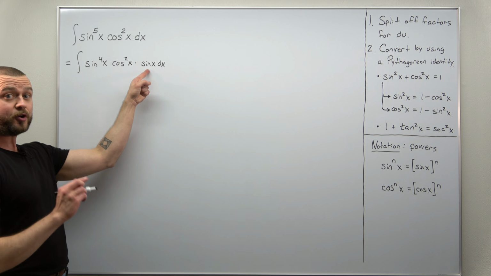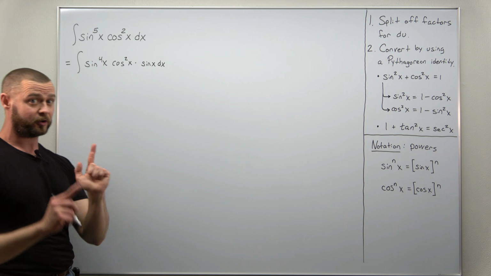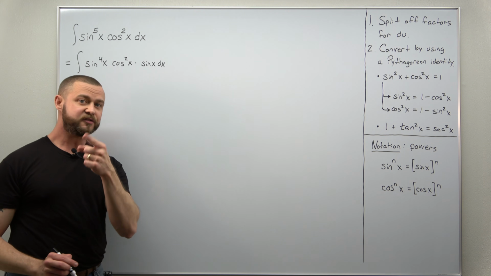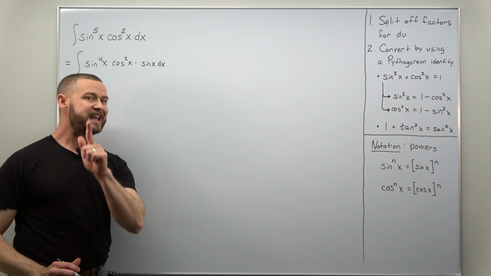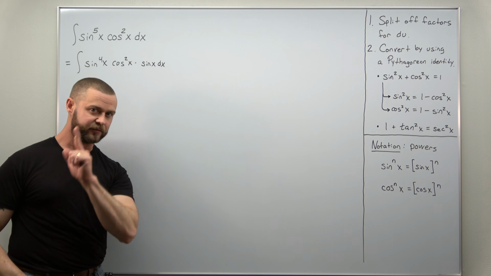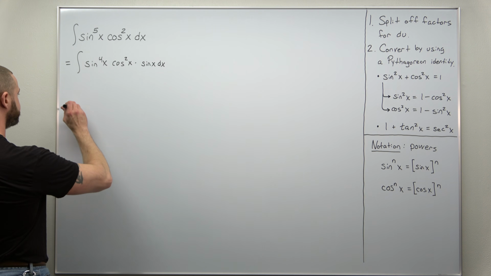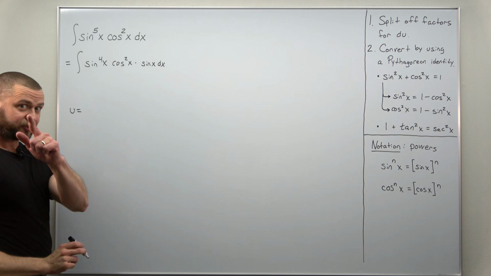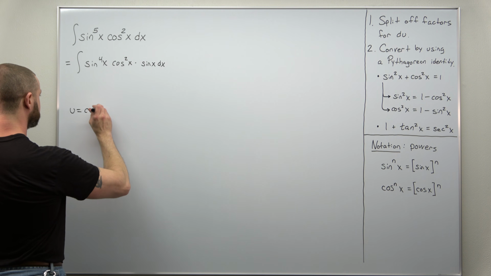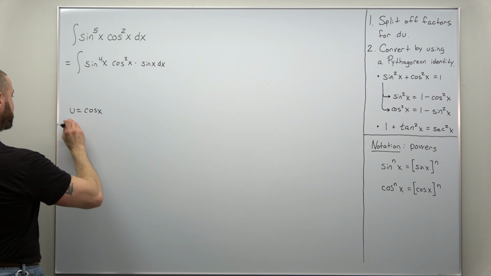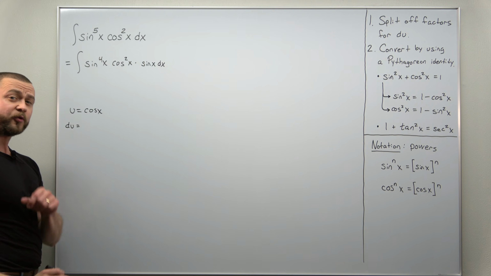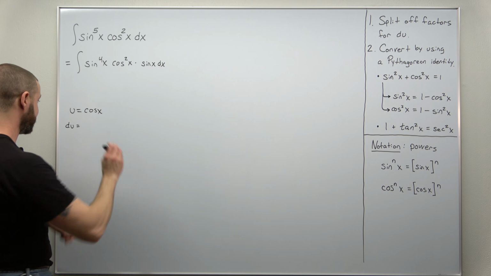So if your du, or derivative, or differential, is a sine, that means your u must have been a cosine. We're going to let the negative work itself out. So let's try as our substitution u as cosine of x. Calculate your differential du. The derivative of cosine is negative sine of x.